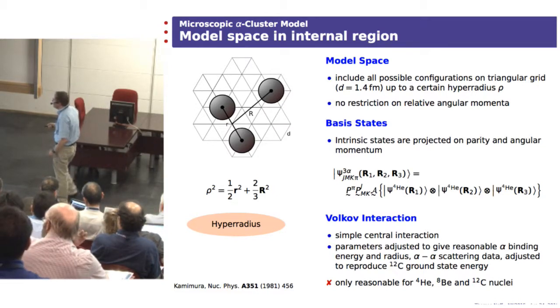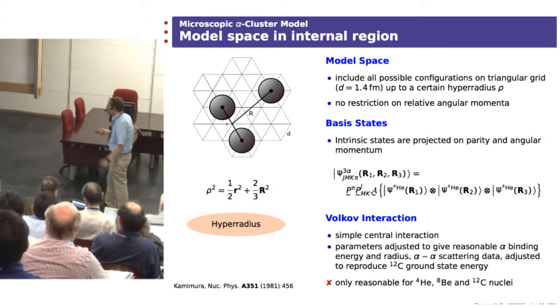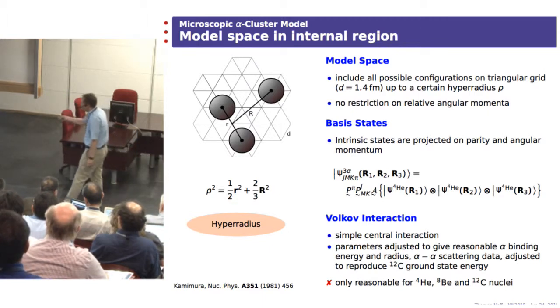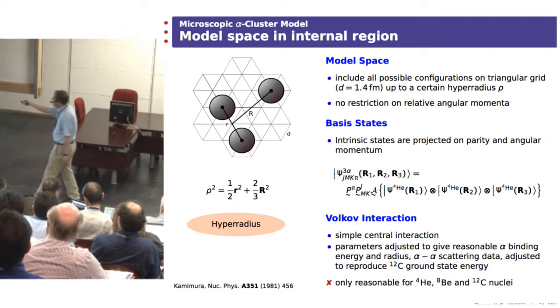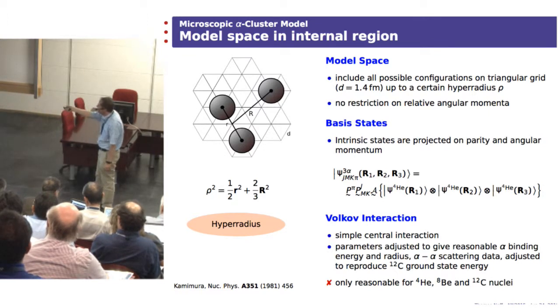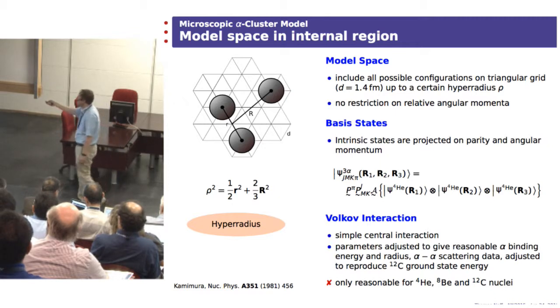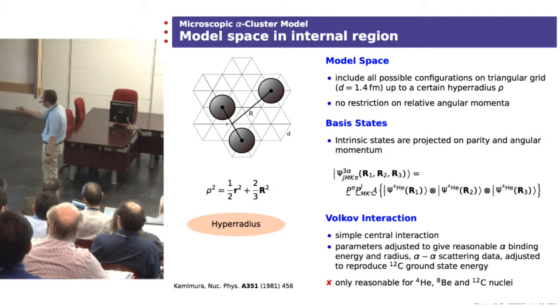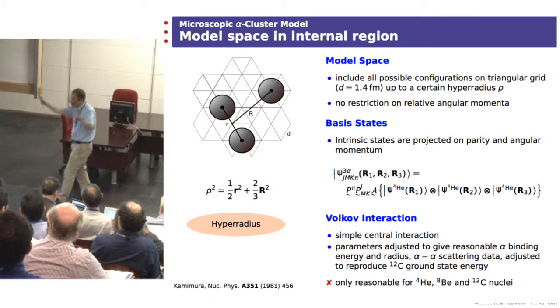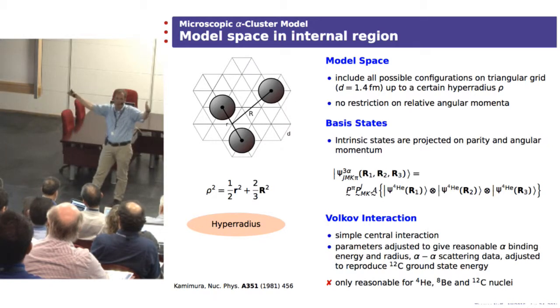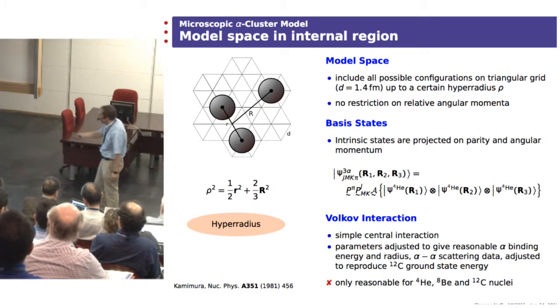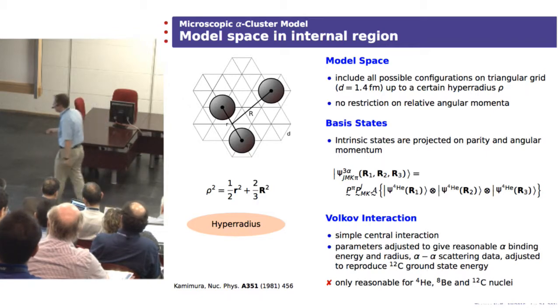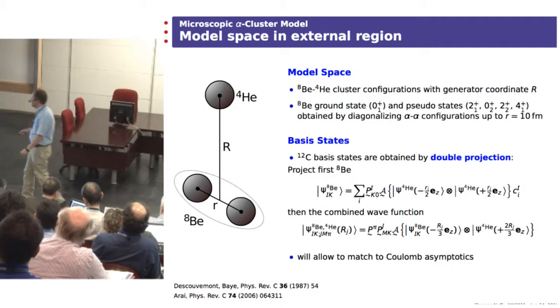And then in the external region, which I will then use to connect to the continuum, I use the beryllium 8 plus alpha bases. And for the beryllium 8, we will include not only the ground state, but also pseudo states, so the 2 plus state, and then additional 0 plus, 2 plus, and also 4 plus states. This is obtained by diagonalizing alpha-alpha up to distances of 10 Fermi. So the beryllium 8 wave function is pretty extended. And this is also very similar to calculations done by Pierre Descouvemont and by Arai, so a very similar approach.